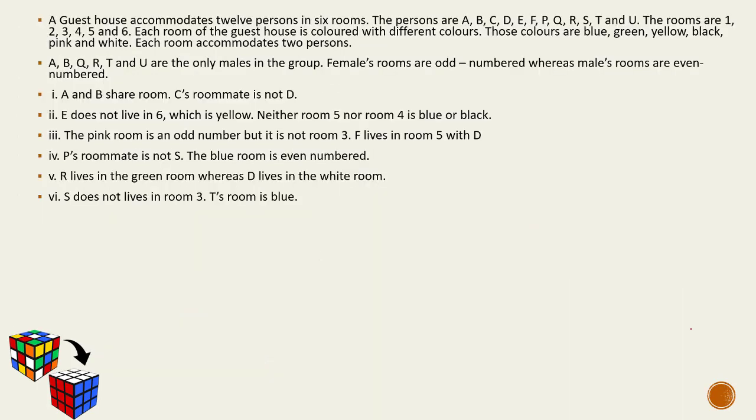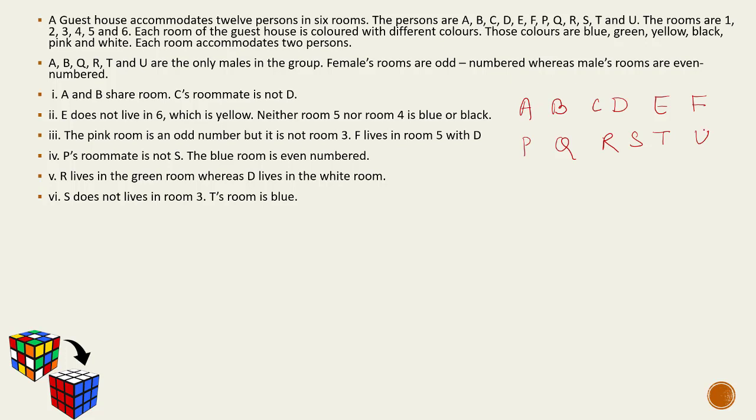Okay, here in this question we can see a guest house accommodates 12 persons in 6 rooms. The persons are A, B, C, D, E, F, P, Q, R, S, T and U. Each room of the guest house is colored with different colors. Those colors are blue, green, yellow, black, pink and white. And each room accommodates 2 persons. Apart from that, the data given to us is that A, B, Q, R, T, U are the only males in the group. So let's quickly note down the important information.